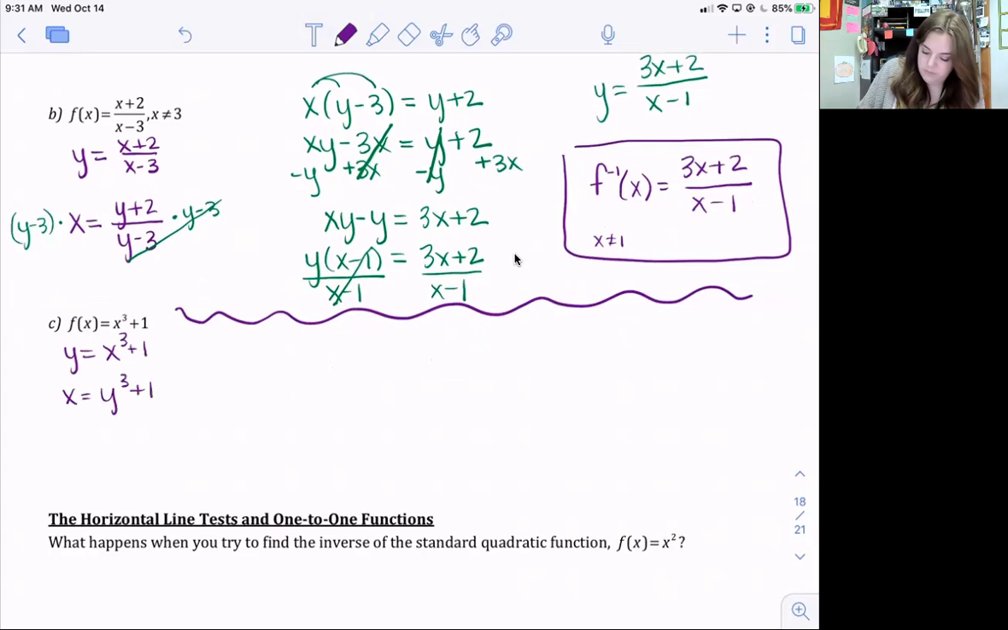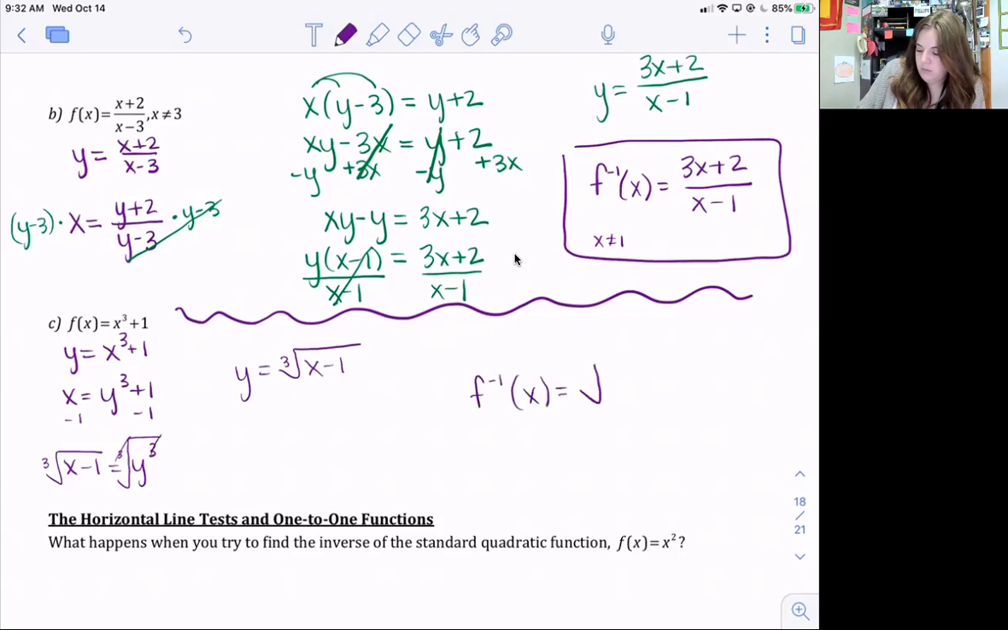And then solve. So we're going to subtract 1 on both sides. x minus 1 equals y cubed. Then to get y by itself, we're going to cube root both sides. So y equals the cube root of x minus 1. So our inverse function is the cube root of x minus 1.